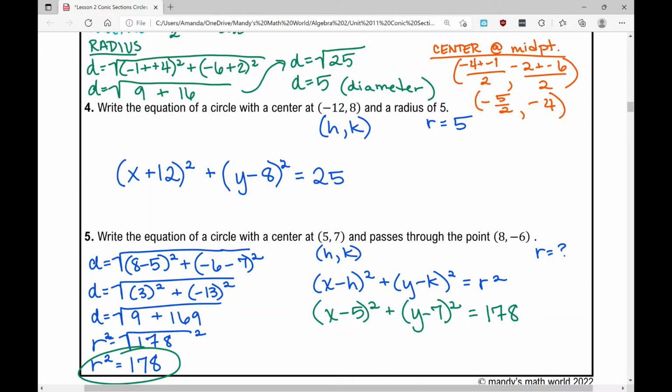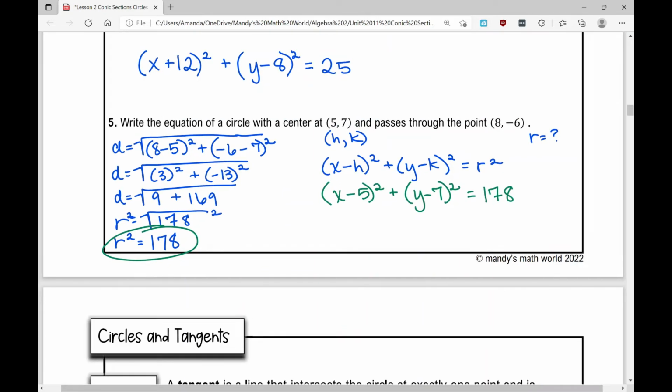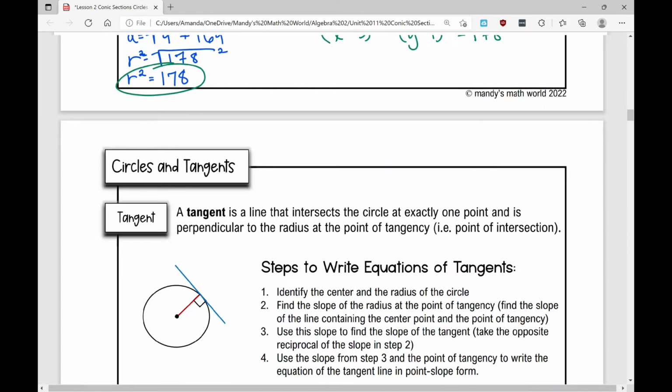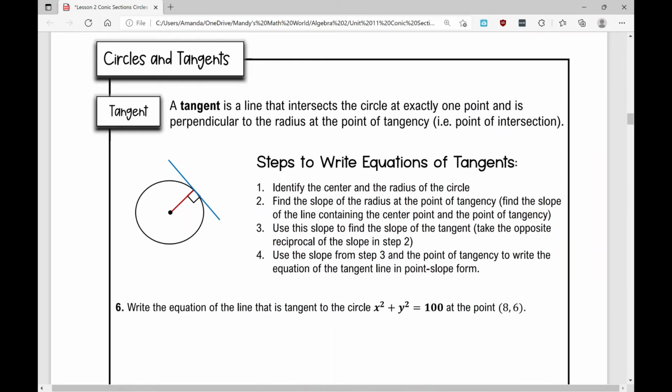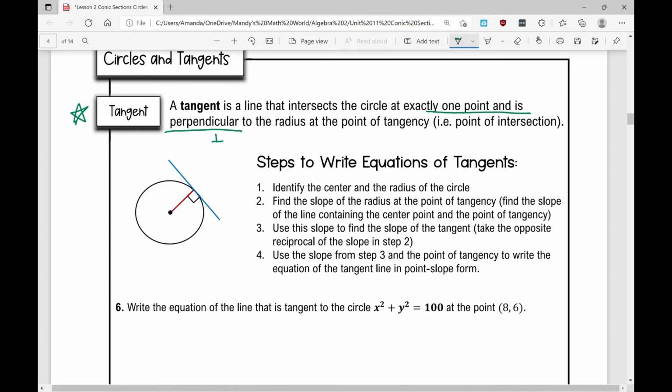So let's move on to our last couple of examples where we're going to be writing equations of tangents. So circles and tangents. You may recall this from geometry, but if you didn't, I will go over it. Let me just refresh your memory. A tangent is a line that intersects a circle at exactly 1 point. It's perpendicular to the radius at the point of tangency. So given this circle right here, this blue line is a tangent and intersects the circle right here, and it is perpendicular to the radius.